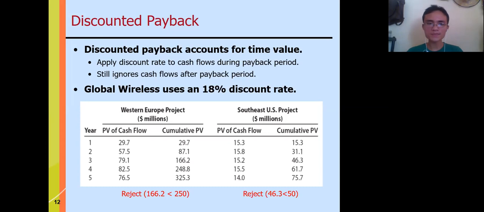So see, that's the impact of taking into account the discount rates. Because a while ago, if we just follow the payback period analysis, then our point of view would be very limited. So we'd just accept the Southeast US project. Of course, the Western Europe project is still rejected. Then the Southeast US project now is rejected. That's the advantage of the discounted payback method. Okay, hopefully that's clear now.